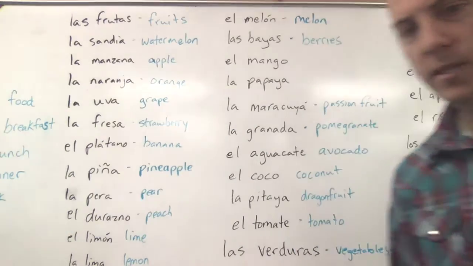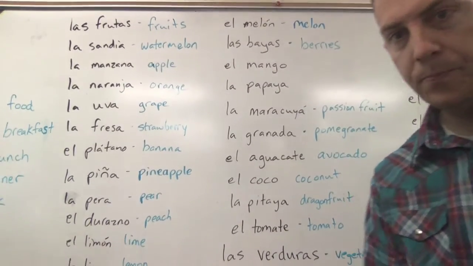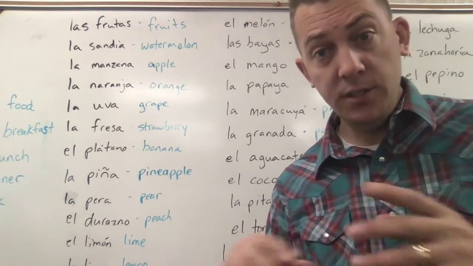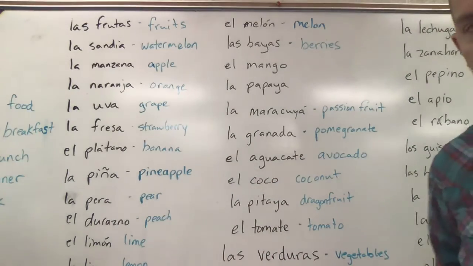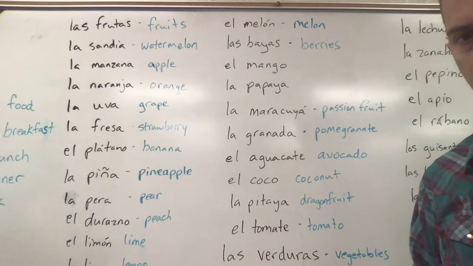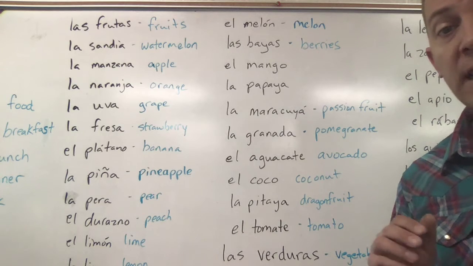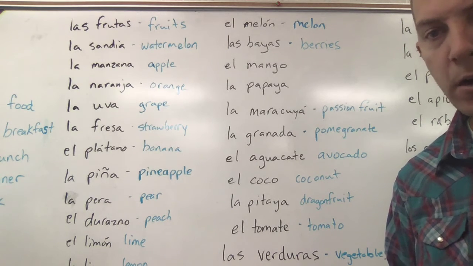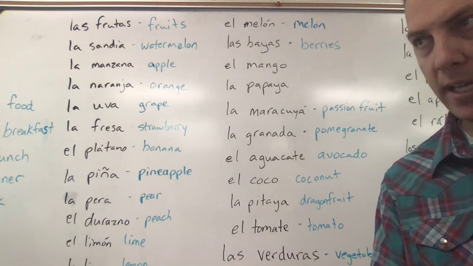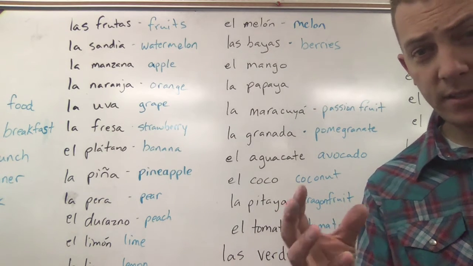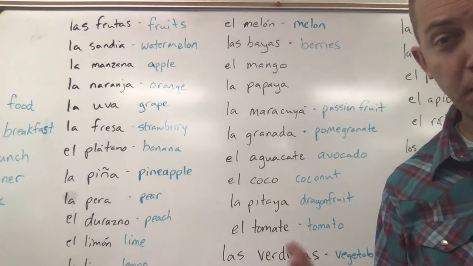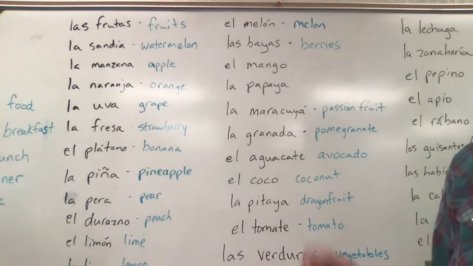Okay? So as we continue on here with our fruits, el melón. We're using el melón to cover several different melons. Melon, cantaloupe, honeydew would be melón. Okay? Same thing with las bayas, or berries. Frambuesa, mora, arándanos. These things, the little berries. Strawberries, or raspberries, blueberries, blackberries, huckleberries, bayas.